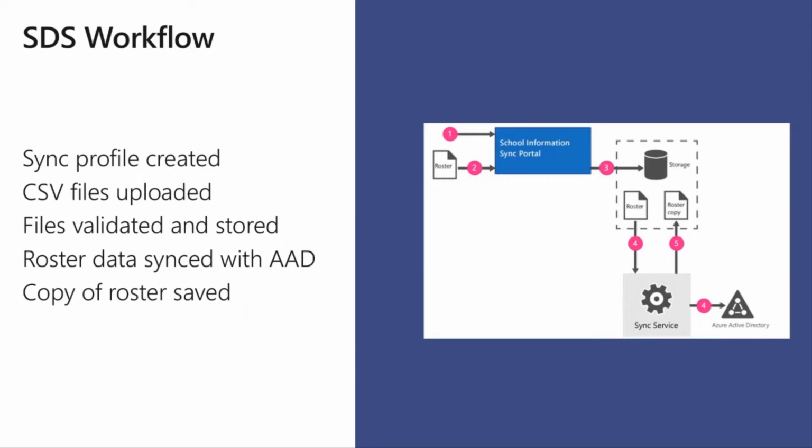If there is no existing class created, it'll automatically create the class team. It'll look at the students, it'll look at the educators, and it will then create the educators as the team owners, the students as the team members, and then it's automatically created.